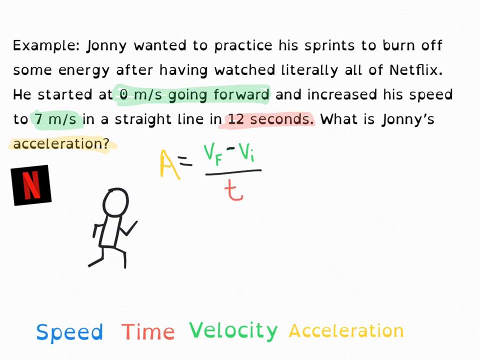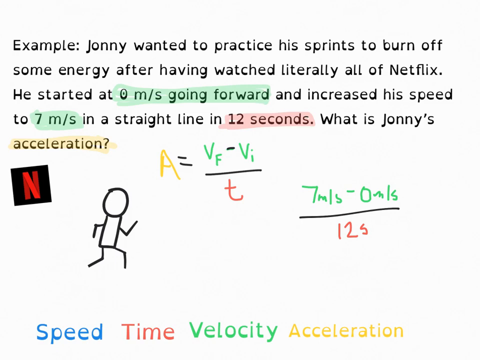All right, so let's plug our numbers in and check it out. My final velocity, where I ended, is 7 meters per second. So I'm going to end with 7 meters per second. That's my velocity final, minus my velocity initial. I started at 0. Johnny started at 0. And then I'm going to take all of that divided by my time, which was 12 seconds.